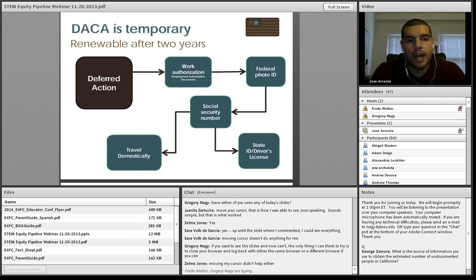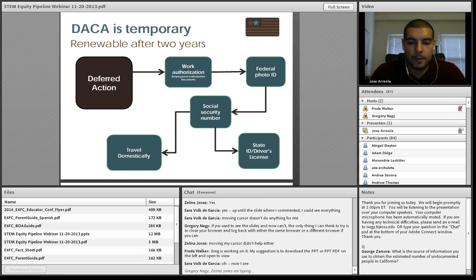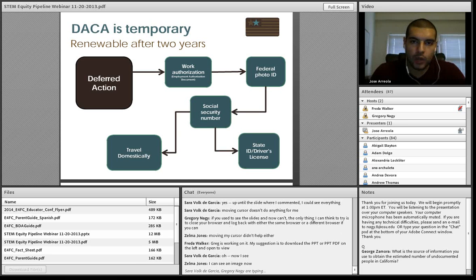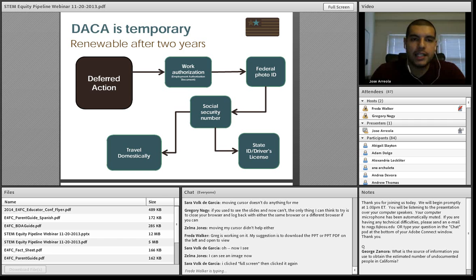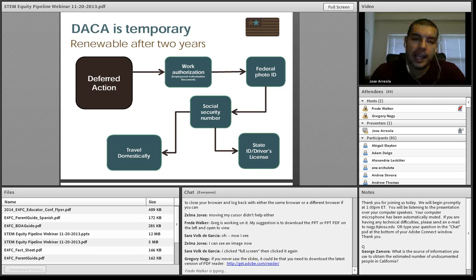Now, DACA, as it's called, again, Deferred Action for Childhood Arrivals, is a Department of Homeland Security program that has a span of 2 years. It is renewable, and we are going to see the first renewal process in the summer of 2014. We're still not sure what that looks like, but hopefully we'll know with some time to prepare for it. What it does is offer a 2-year work authorization for an undocumented young person who qualifies, and it offers 2 years of protection from deportation.